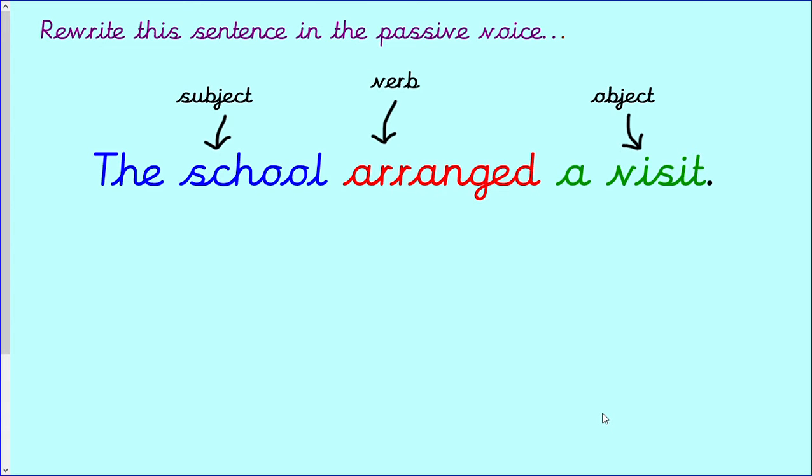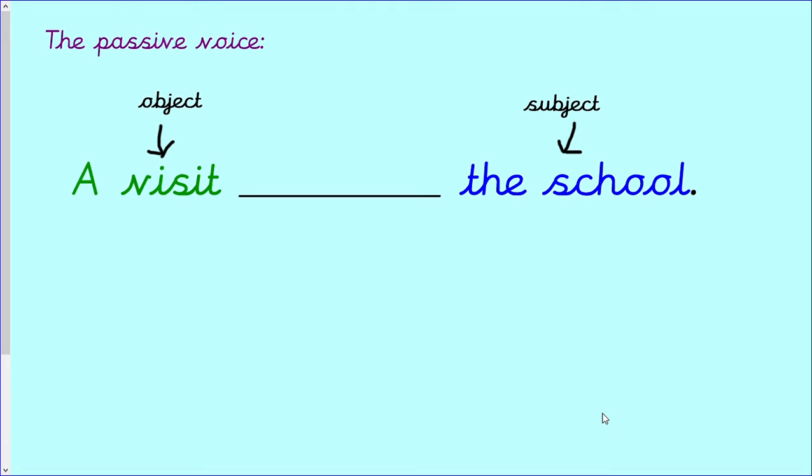To rewrite this sentence in the passive voice, we need to switch the order of the subject and the object. As you can see, the object is now at the beginning of the sentence, and the subject is at the end of the sentence. It's really important to remember the capital letter and the full stop too.